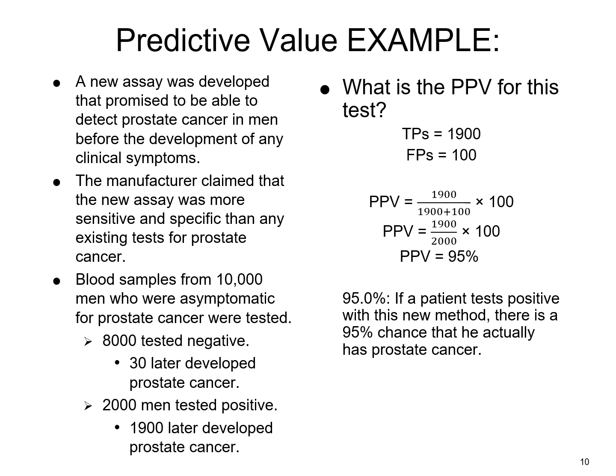So the blood samples they collect from 10,000 men who are asymptomatic for prostate cancer are tested. Out of those 10,000 tests, 8,000 tested negative. Out of those 8,000, 30 of them later did develop the prostate cancer. 2,000 actually tested positive, and then of those 2,000, 1,900 actually developed prostate cancer later. So this would be a long-term study.